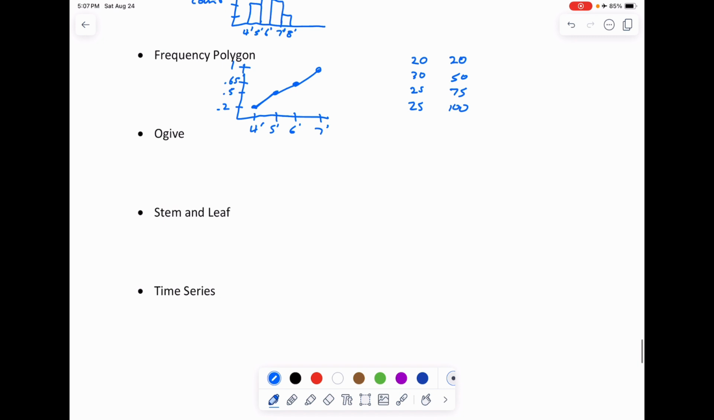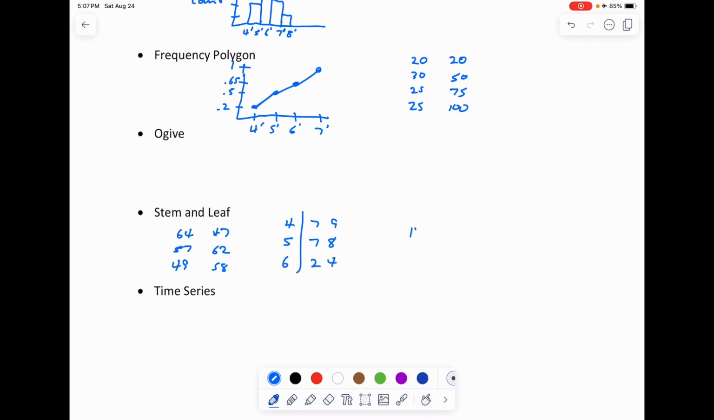Stem and leaf. So let me just make up some data here. I've got data 64, 57, 49, 47, 62, 58. And what you're going to do here is create a stem. So this may be the tens column. And then I'm going to look at how many 40s I have. I have a 47 and a 49, so I'm going to write 7 and 9. I have a 57 and a 58, so I'm going to write 7 and 8. And I have a 62 and a 64, so 2 and 4.